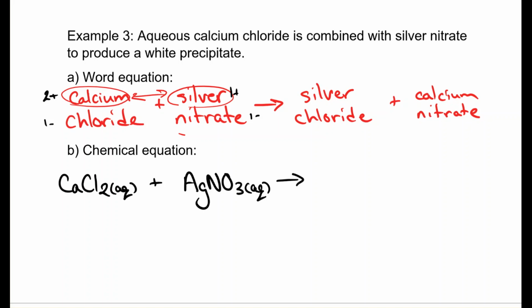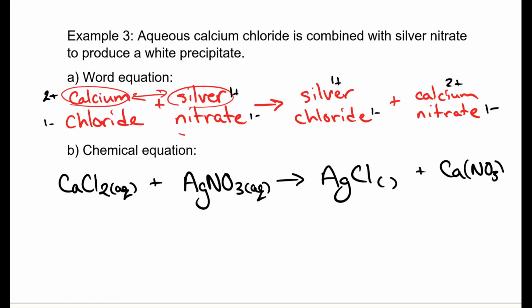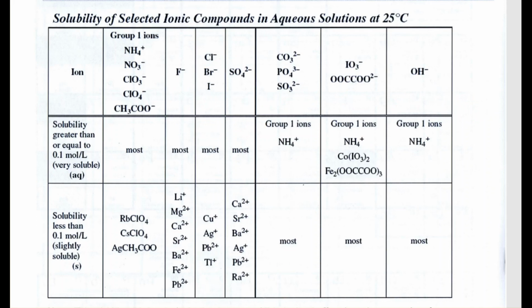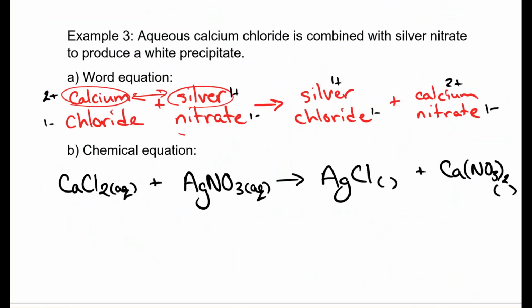So we're going to get silver chloride. Again, that's 1 plus and 1 minus. So silver chloride, and we'll check the data booklet for its state of matter. And calcium nitrate. Calcium's 2 plus, nitrate's 1 minus. Calcium nitrate, and we'll check the state of matter. Okay, let's go in. Silver chloride. I see chloride and silver. Whoa, that is going to produce a precipitate. Absolutely, that's going to form a precipitate.